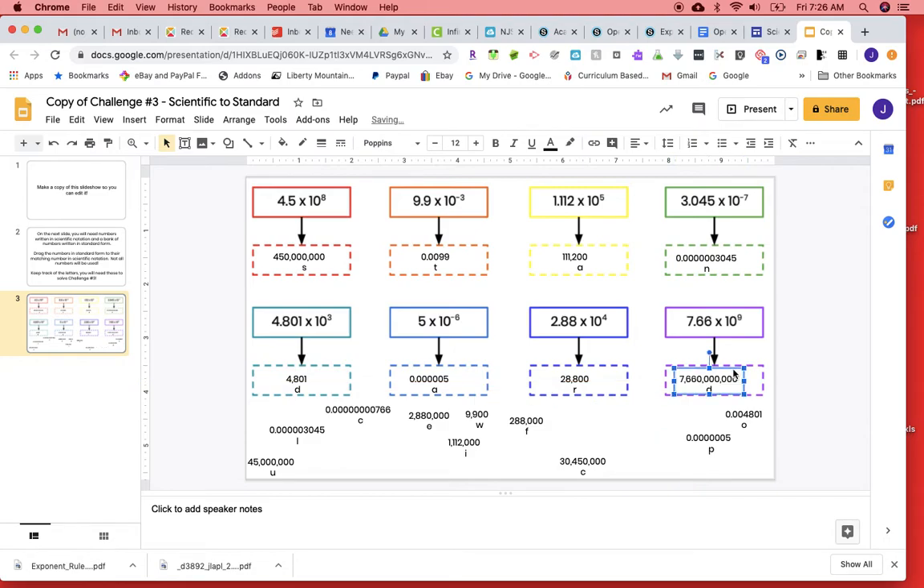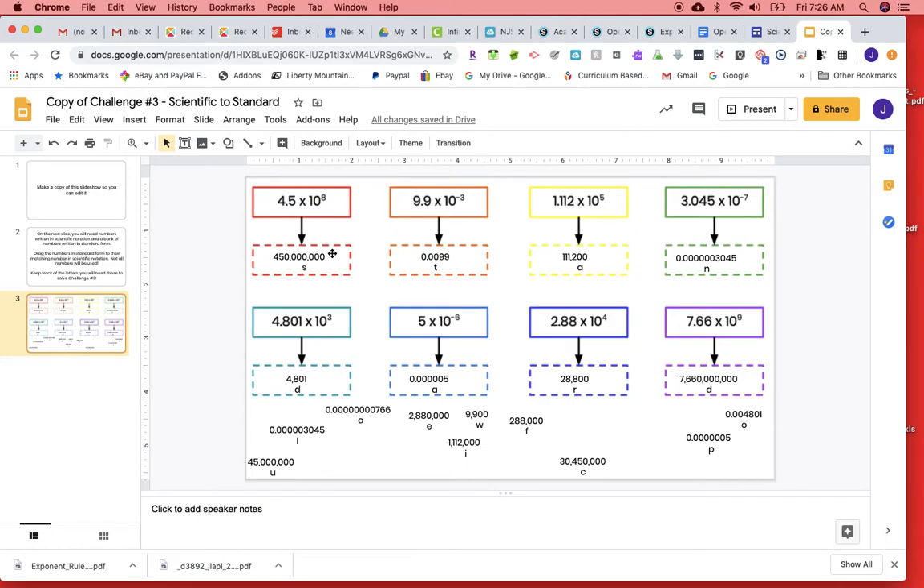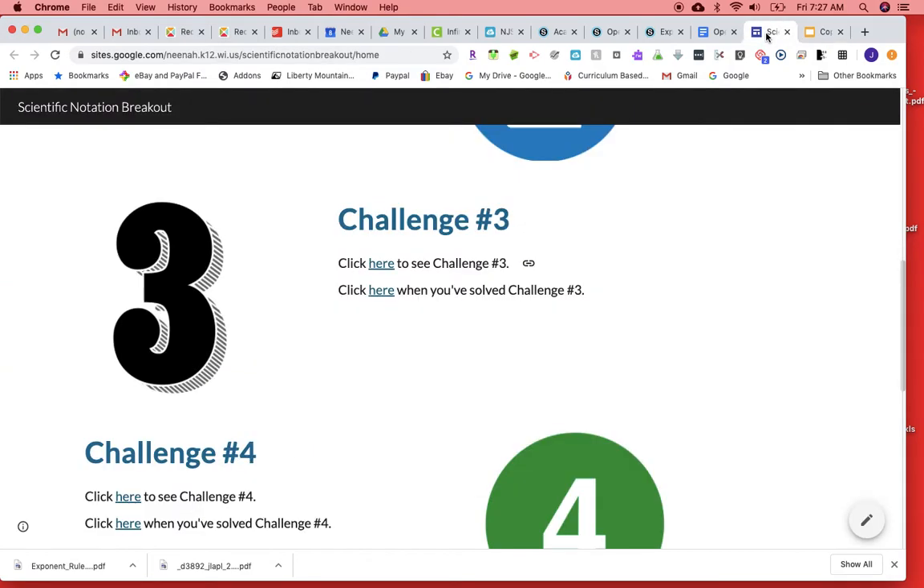All right. So we have our letters. And it says keep track of the letters. You'll need these for challenge 3. So I'm going to write these letters down. We have S, then T, A, N, then we have D, A, R, D. S-T-A-N-D-A-R-D. Do you know what that word spells? It's one word. If you write it all out, you should be able to see that it's the word standard.